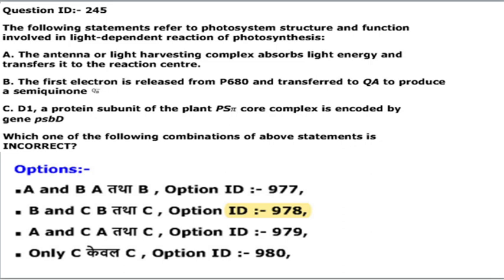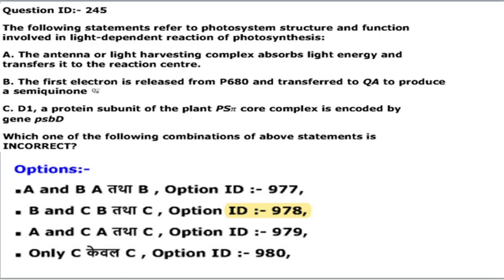The following are statements with respect to photosystem structure and function involving the light dependent reaction of photosynthesis. Okay, so the first one is antenna or light harvesting. They are saying which of the following statements is incorrect. So please make sure what they are asking, whether they are asking which of the following statements is correct or incorrect. Then only you should read the options. Read the question twice or thrice and read it completely. This is how many students are losing their opportunity to clear the CSIR examination.